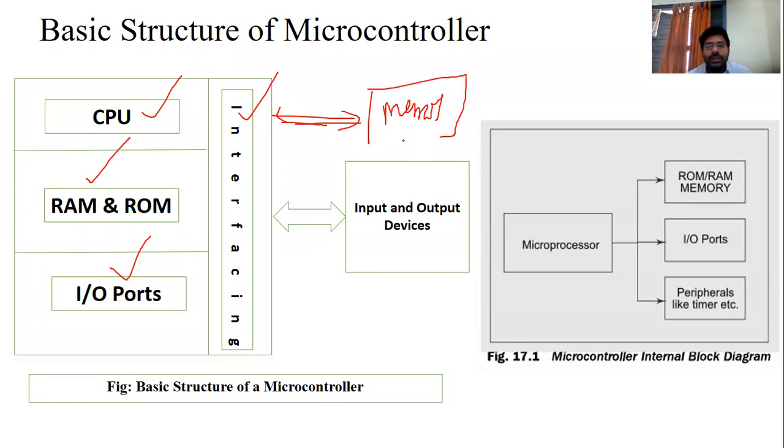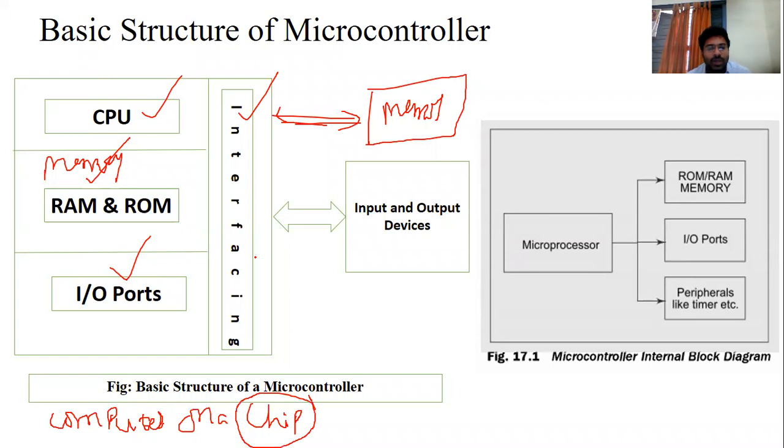But the 8051 microcontroller has inbuilt memory, called the RAM and ROM memory. Within one chip, it has the CPU, the RAM and ROM, and the input output ports. That's why you can call this microcontroller a computer on a chip. At a single chip, we have all the functionalities.